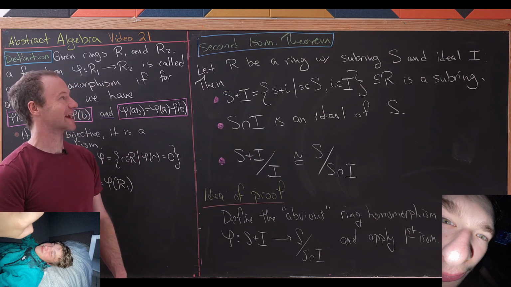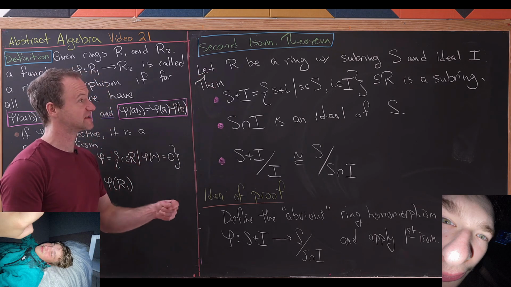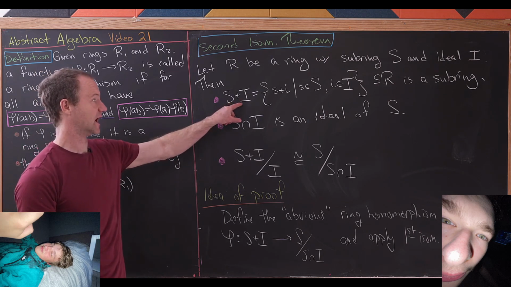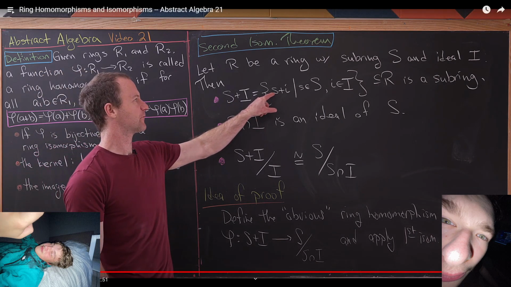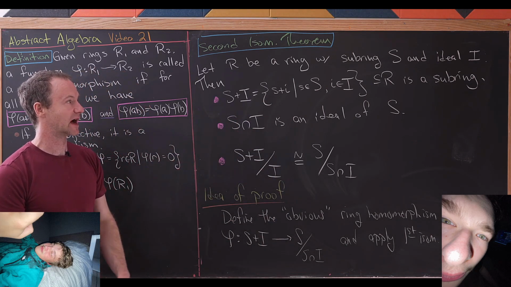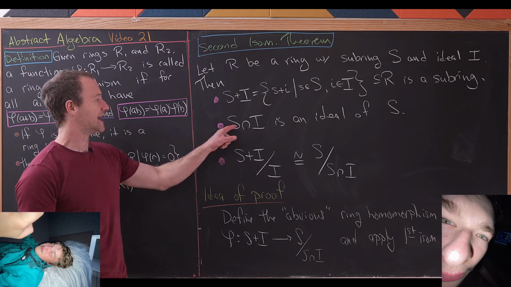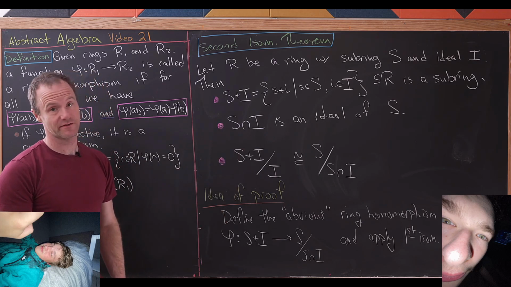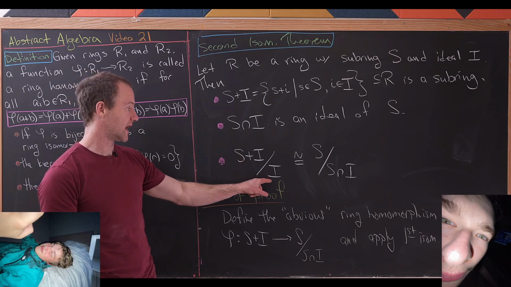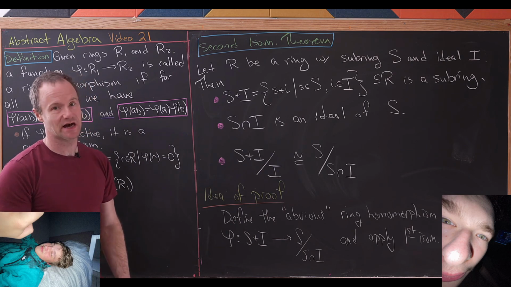Okay, so here is the second isomorphism theorem with rings. Let R be a ring with a subring S and an ideal I. Then S plus I, which is everything of the form little s plus little i, where little s comes from big S and little i comes from that ideal I, turns out to be a subring of R. And then S intersect I is an ideal of S. And finally, S plus I mod I is isomorphic to S mod S intersect I.